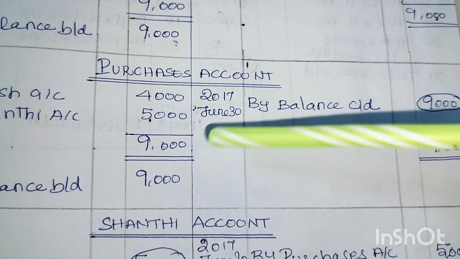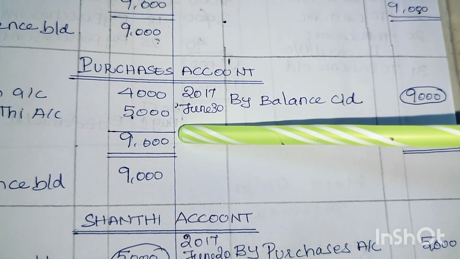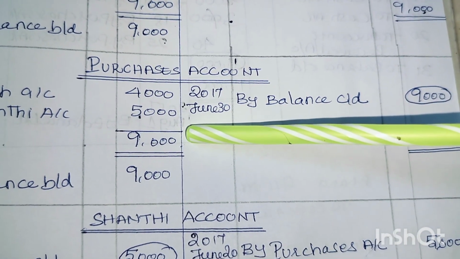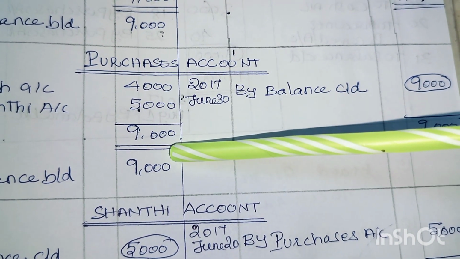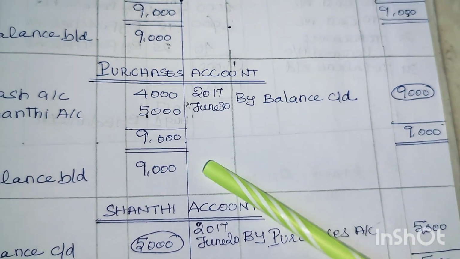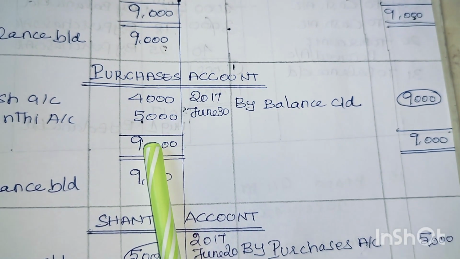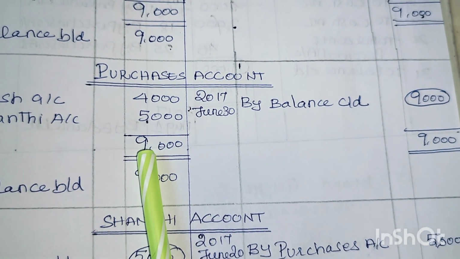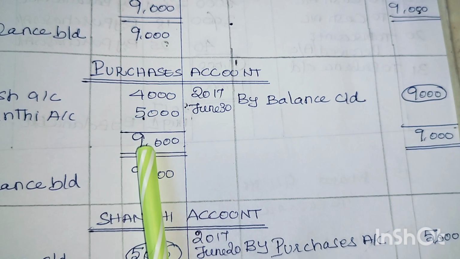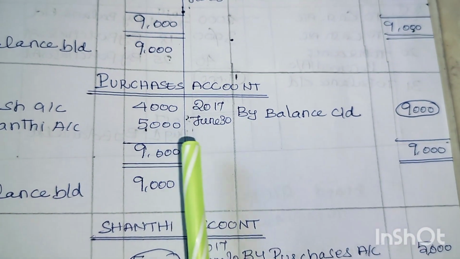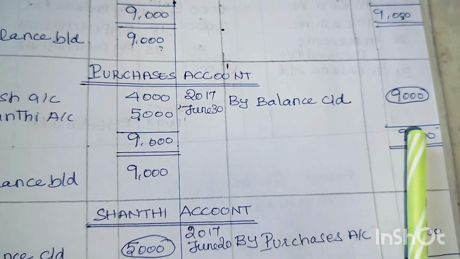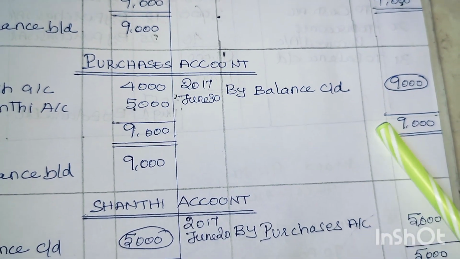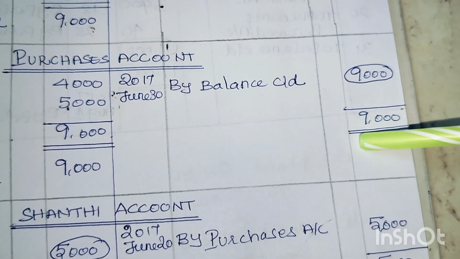Okay, so what do we do? We have to find which side has the bigger value. Debit side has the bigger value. How much rupees? 9,000 rupees. Now we are going to total. We are going to make the 9,000 rupees as a total on both the sides. So we have to enter 9,000 rupees as a total on the debit side and credit side. Entered.